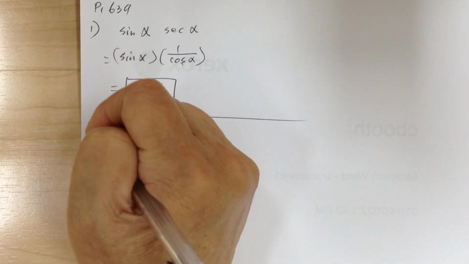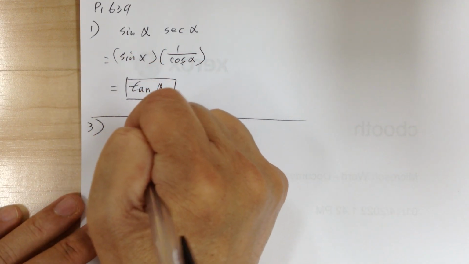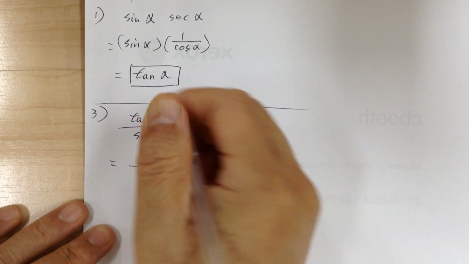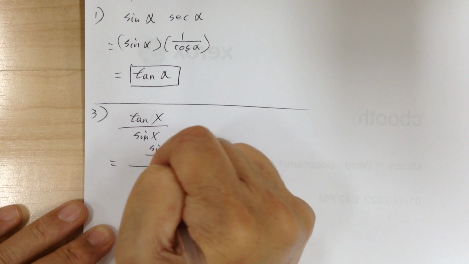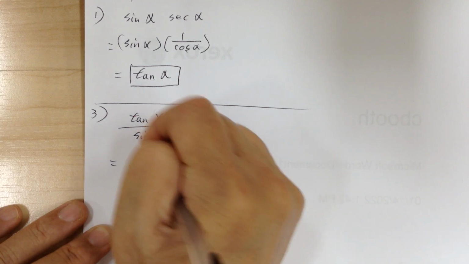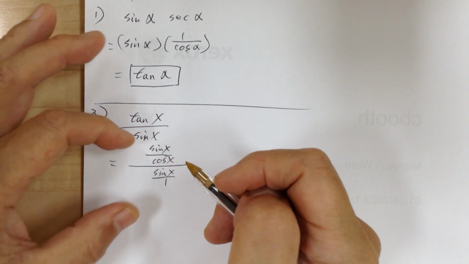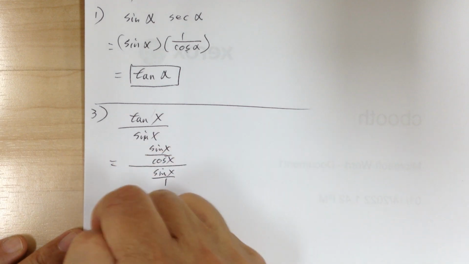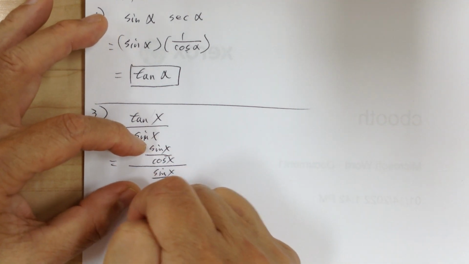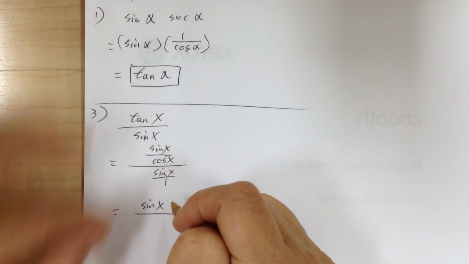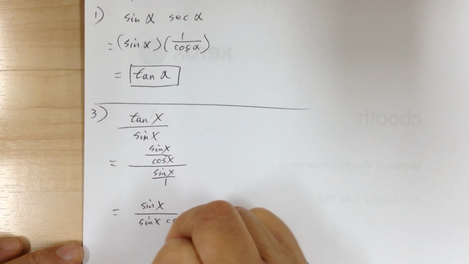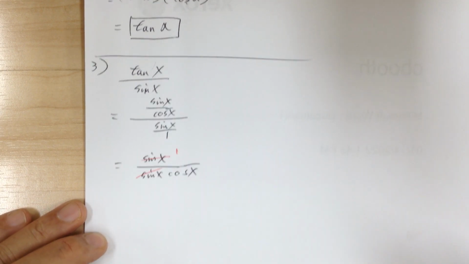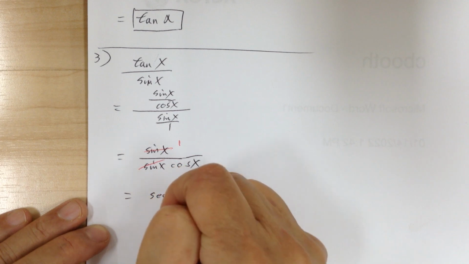Number 3. You have tangent x over sine x. Tangent is equal to sine over cosine, and sine will be just sine over 1. Now you have a complex fraction. You can do the outside over the inside, or just multiply by the common denominator. So you go outside, this will give you sine x over the inside, so it will be sine x cosine x. Then the sine x will cancel out, so 1 over cosine equals secant.